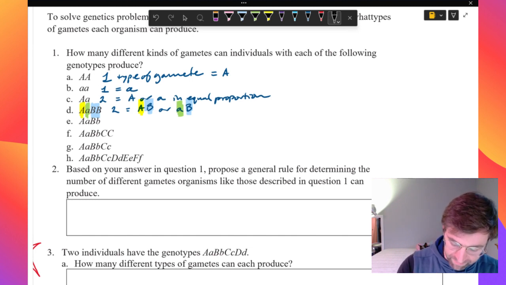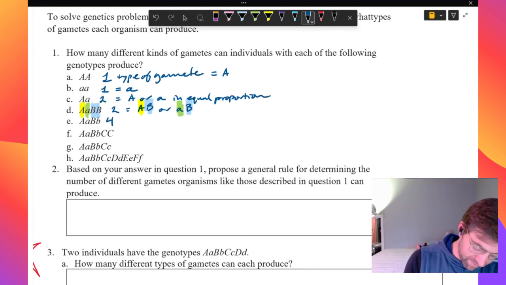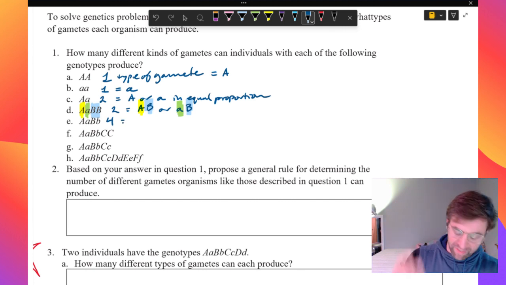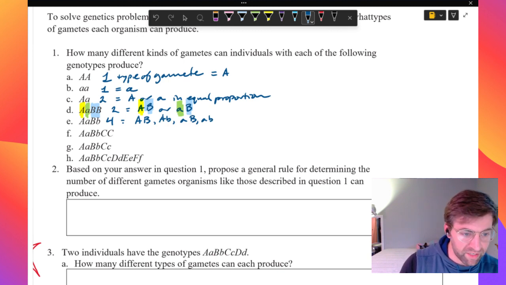Only 2 options. All right. Big A, little a, big B, little b. Based on the exercise we did above, you should get four. Four kinds of gametes. You can have big A, big B; big A, little b; little a, big B; and little a, little b.